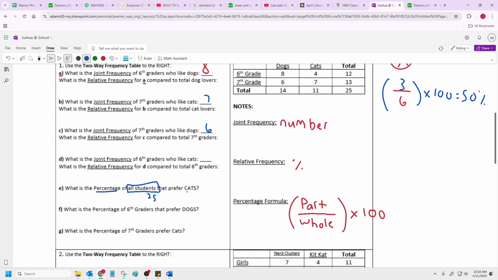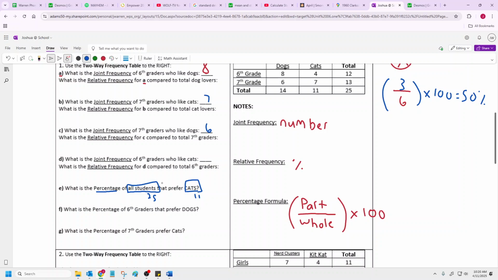All students that prefer cats. So what's the total amount of cat lovers over here? We have 11. So do you see how it's still the relative frequency, but we can ask what's the percentage? Do you see that? So there's different ways to ask these questions. I think the wording is the most tricky part about this problem.